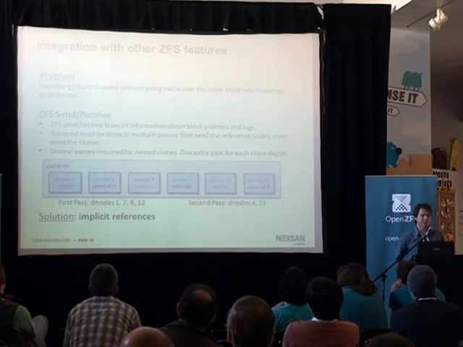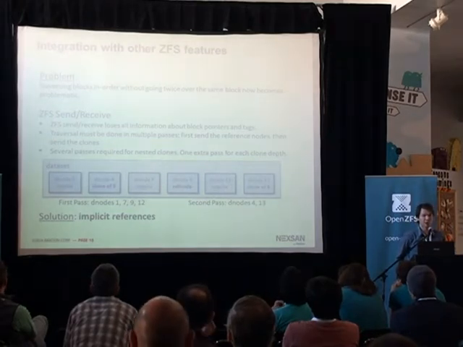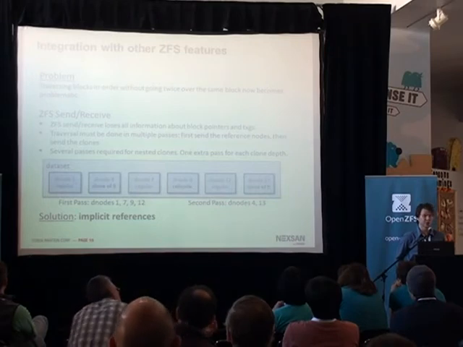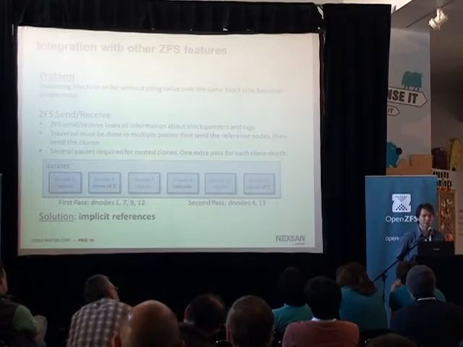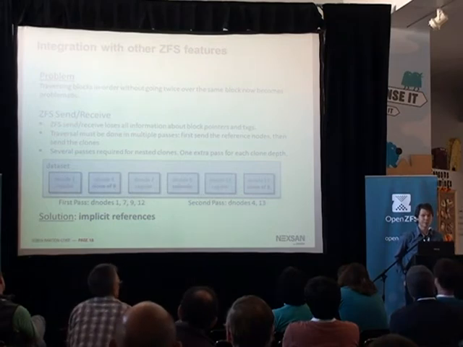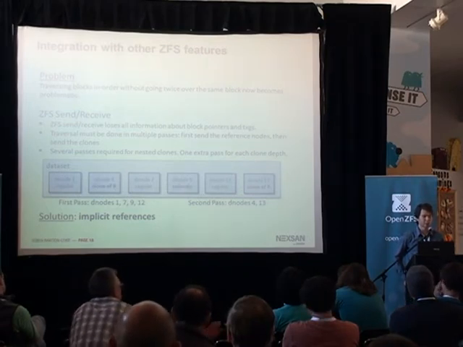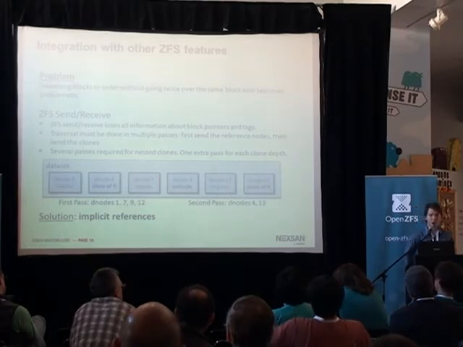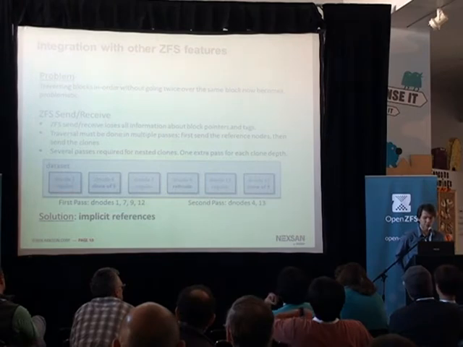There are some problems with this approach. The main problem is that if you want to traverse blocks in order without going twice over the same blocks, it becomes a little problematic, especially with ZFS send receive. When ZFS send receive is implemented, it loses all information about block pointers and about TXGs. So our version of our dnode is out of the equation at this point.